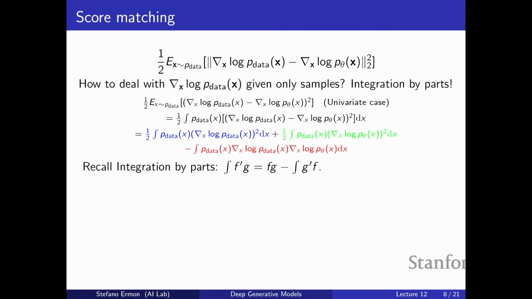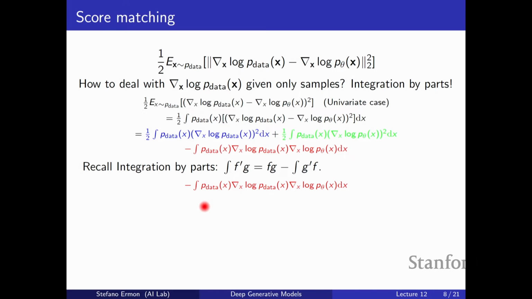And what we're going to do is use integration by parts, which, you remember from basic calculus, is a way to write the integral of f prime g in terms of the integral of g prime f. Basically, you can change which function you're taking the derivative with respect to. And we apply that to that red term, which is the annoying term.